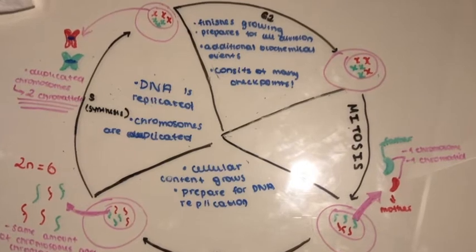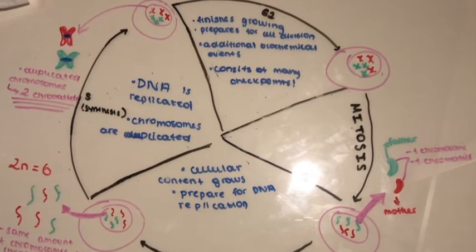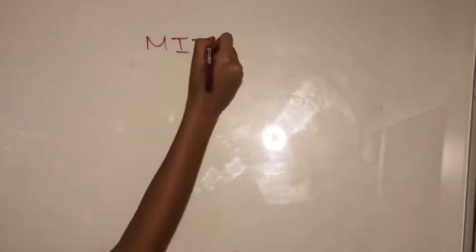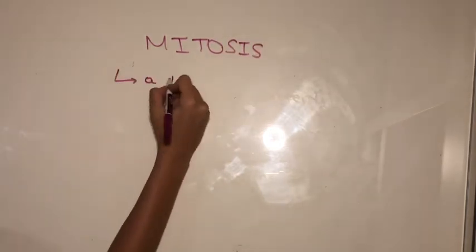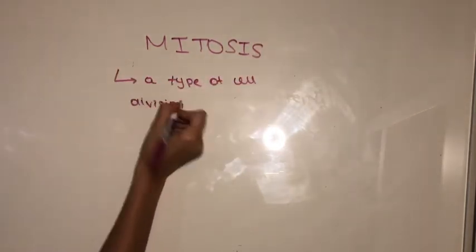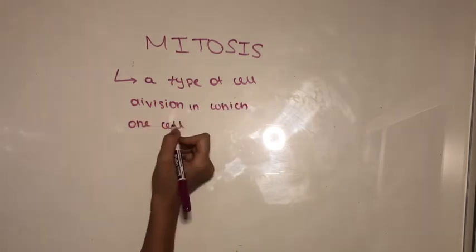Therefore, now the cell will enter the cell division phase and go through mitosis. Mitosis is a type of cell division in which one cell, the mother cell, divides to produce 2 new cells, the daughter cells, that are genetically identical to itself.